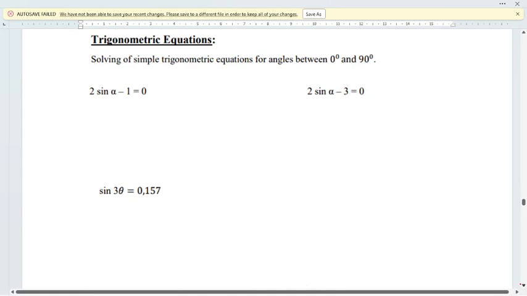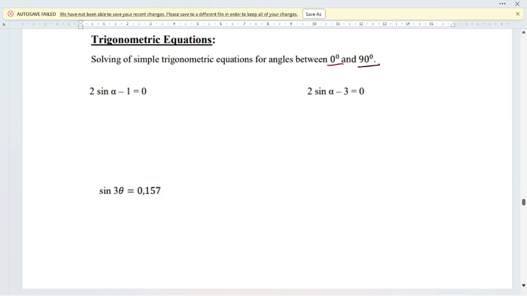Right, tricky questions. Let's complete with the tricky questions. Look at that, in grade 10 again. They are saying solve the simple trigonometric equations for angles between 0 degrees and 90 degrees. First quadrant again. All our answers are only going to be considered in the first quadrant. In other grades, of course, we consider other quadrants, but here it's only the first quadrant.